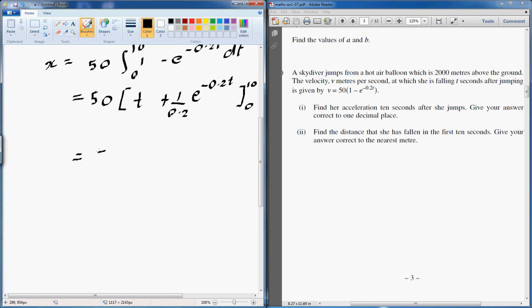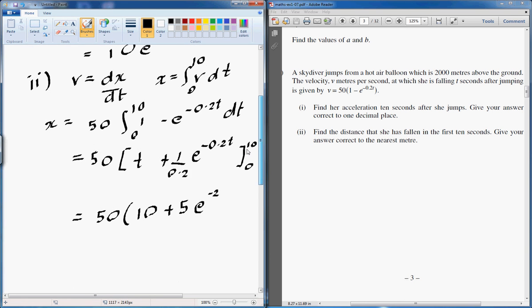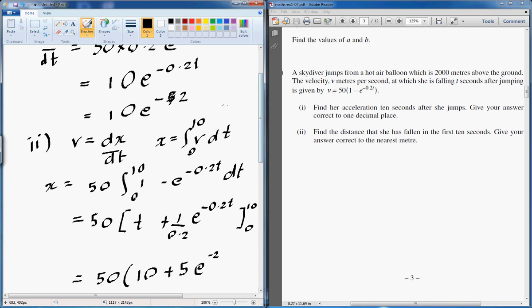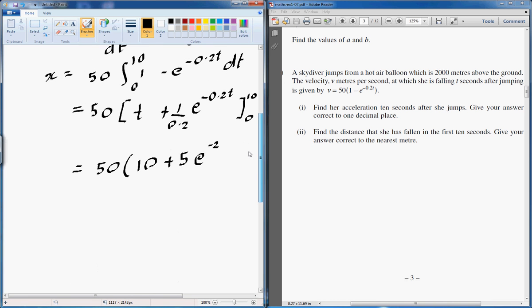Okay, so putting these values in, you should end up with 10 plus 5 times e to the minus 2. Okay, I made one mistake up here. No, sorry, no, I didn't. Okay, so it was minus 2. So when I put 0 in, that's going to be 5. So e to the minus 0 is just 1.